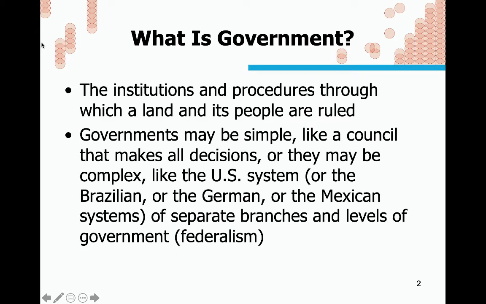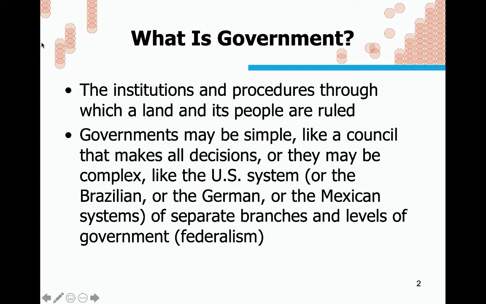So Lowy opens up talking very broadly about government, right? Institutions and procedures through which a land and its people are ruled. And governments can be simple. They can be like a city council, or they can be really complex, like the U.S. or the Brazilian or the German or the Mexican political systems, which are all federal in nature and all have separate branches of government and levels of government.